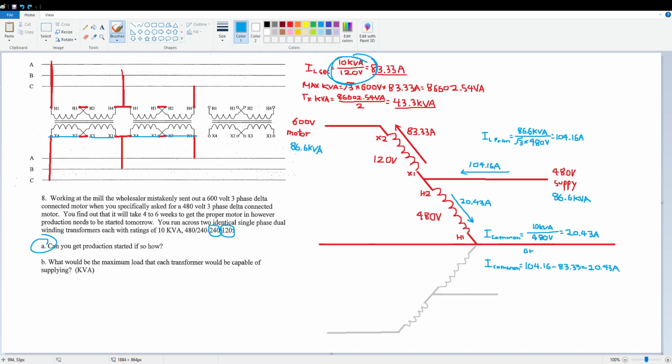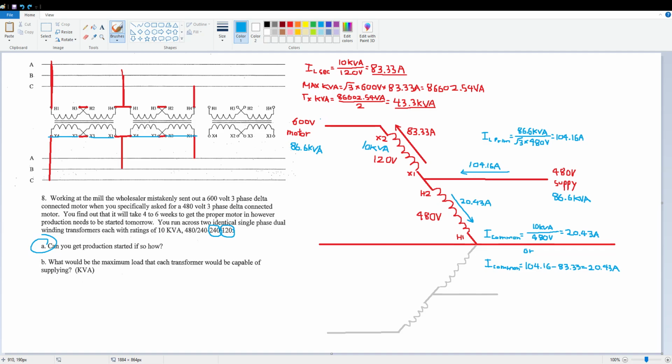So 10 kVA over 120, 83.33 amps, and it would be flowing through here because this winding is rated for 10 kVA here, right? So we got 10 kVA for this winding, and it's rated 120 volts. What's the max current that can flow through here? 83.33 amps.